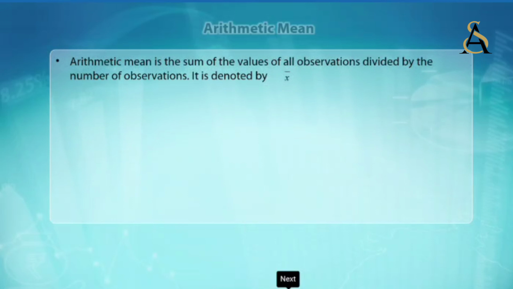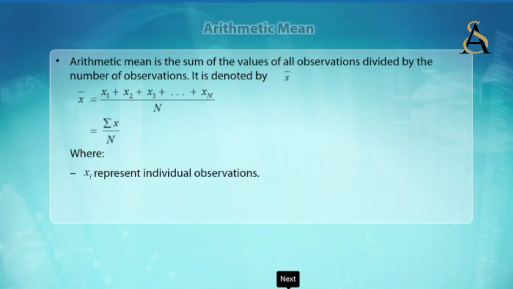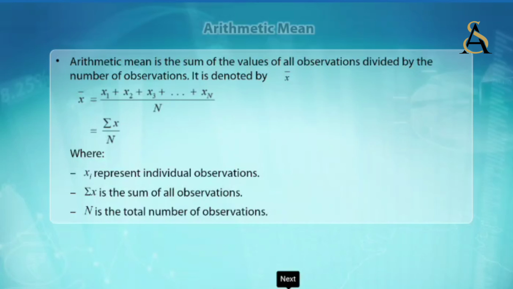It is the sum of all observations divided by the number of observations. It is denoted by x dash. So here we take all the observations, add them and divide them by the number of observations. So we get sigma x by n, where x represents the individual observations, sigma x signifies the total of all the observations and n stands for the total number of observations.